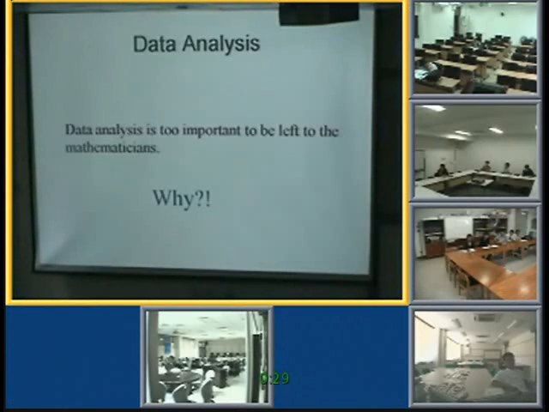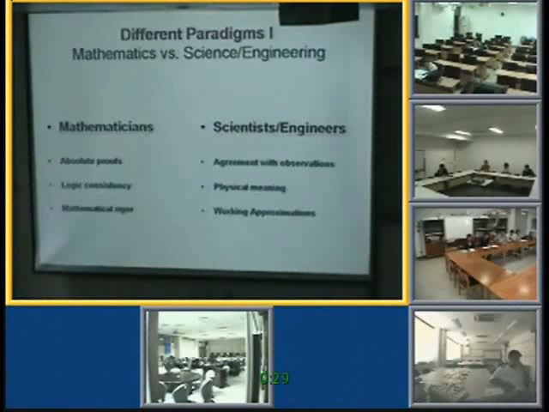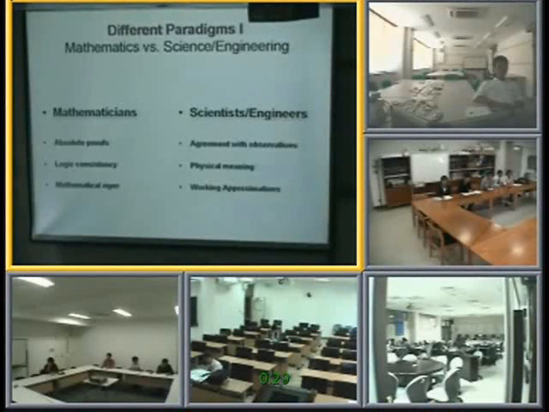Then people ask me, so why? Mathematicians are smart people. Of course, mathematicians are very smart. But we have a totally different agenda, a totally different paradigm. I put mathematicians in one category and scientists and engineers in the other. We're not totally antagonists, but we're not looking for the same thing.